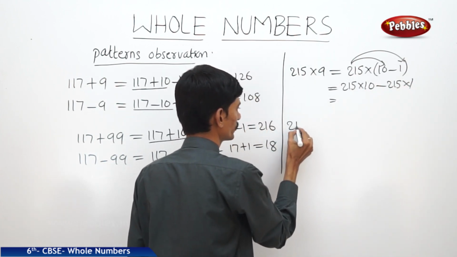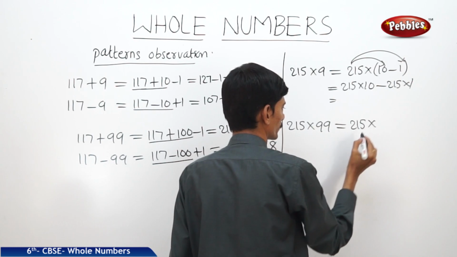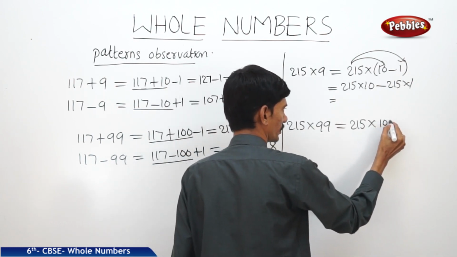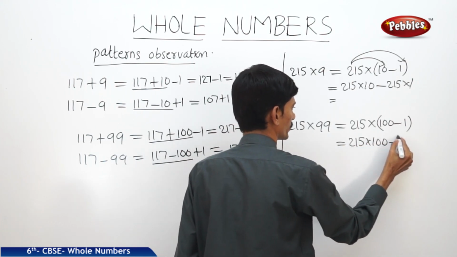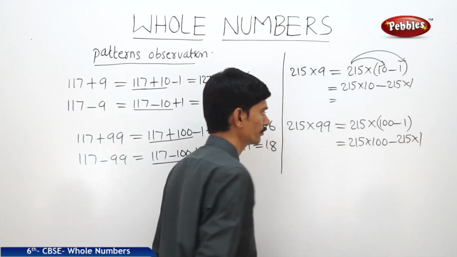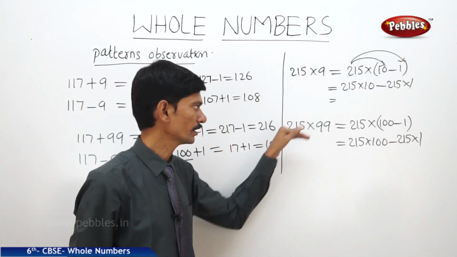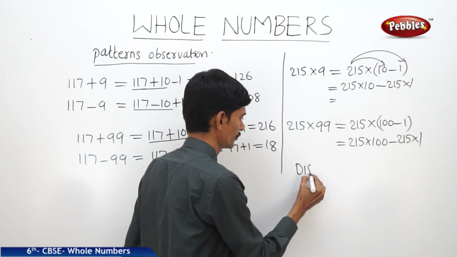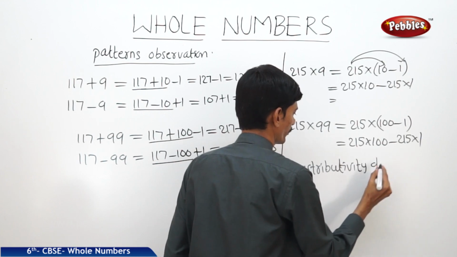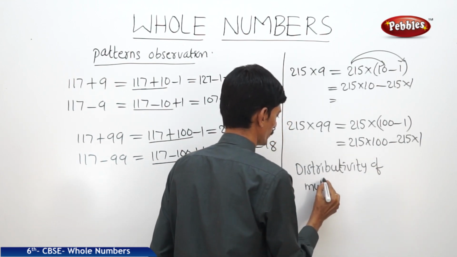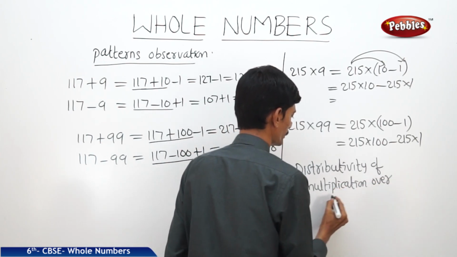So if you want to multiply 215 by 99, then 215 into 99 means 100 minus 1. So this equals to 215 into 100 minus 215 into 1. So here also we can multiply 215 by 100 and 215 by 1, then we can subtract. So here we can use the distributivity of multiplication over subtraction.